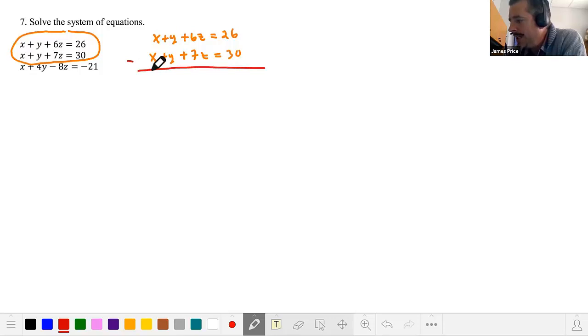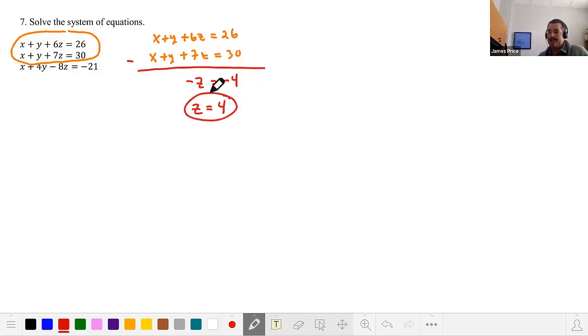So it's like, take away the x's, they go away. Take away the y's, they go away. 6z minus 7z is a negative z. And 26 minus 30 is equal to negative 4. So in one fell swoop, multiply both sides by negative 1, I see z is equal to 4.